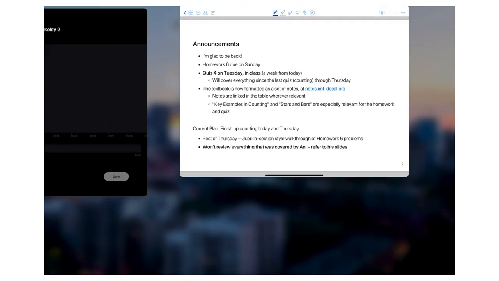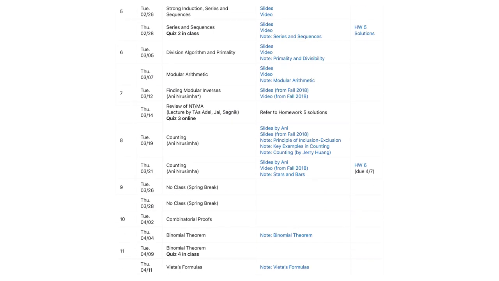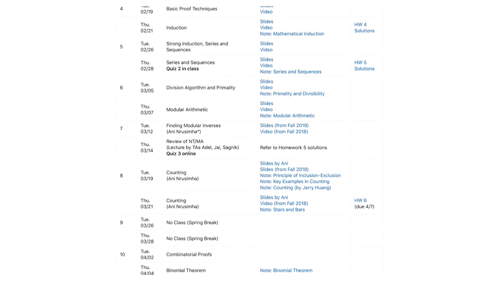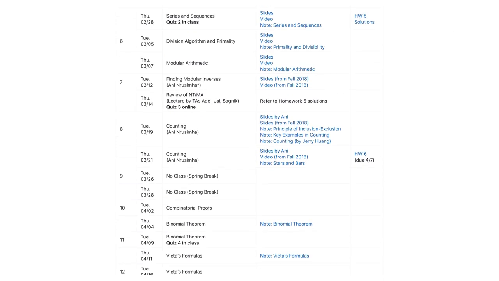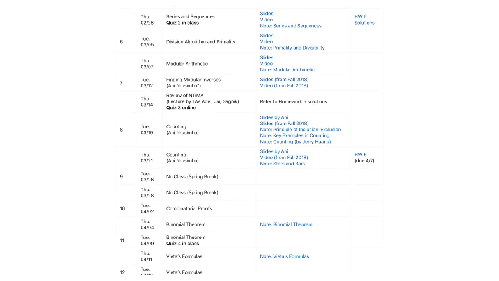So you might have noticed that the website looks a little different now, and there are several reasons for the change, but the biggest one is, instead of calling it a textbook, now it's a set of notes. One of the reasons I like this is because you can just link to the specific topics in the table. For any given lecture, if you want to see what the note is, you can click it.